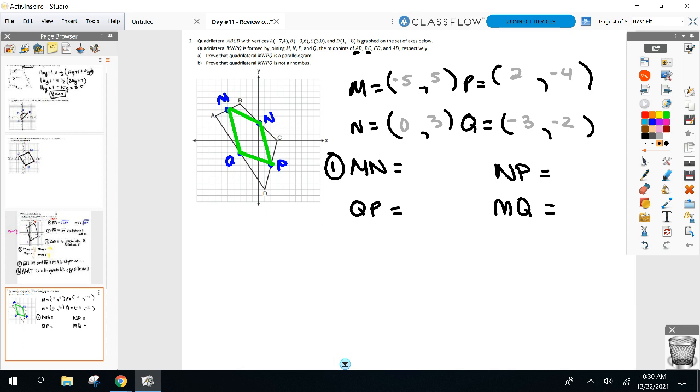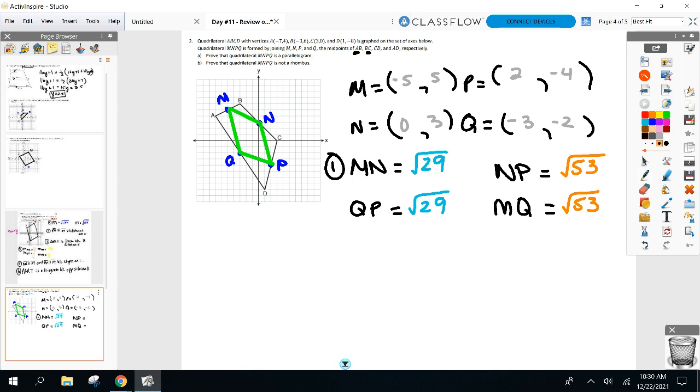How are we doing finding these distances? How about MN and QP? Square root of 29. Take a look. Square root of 29 for MN and QP. And then we go to NP and MQ. That would be the square root of 53. No need for decimal versions. Just keep it just like that. I can tell they're congruent just by the number underneath.